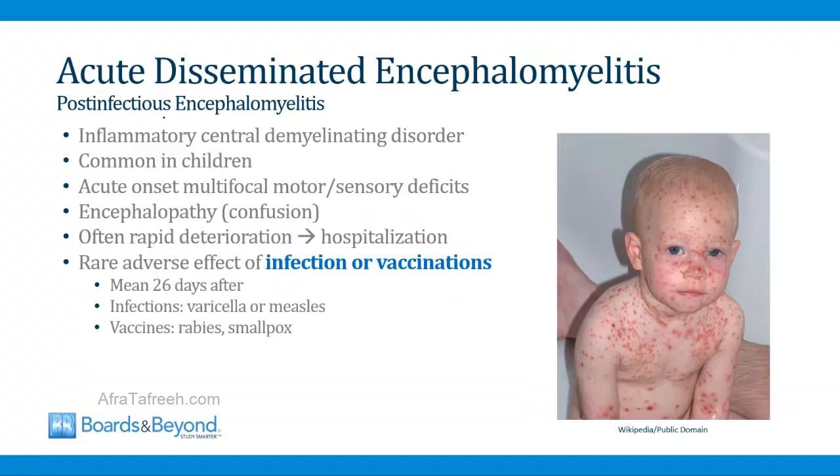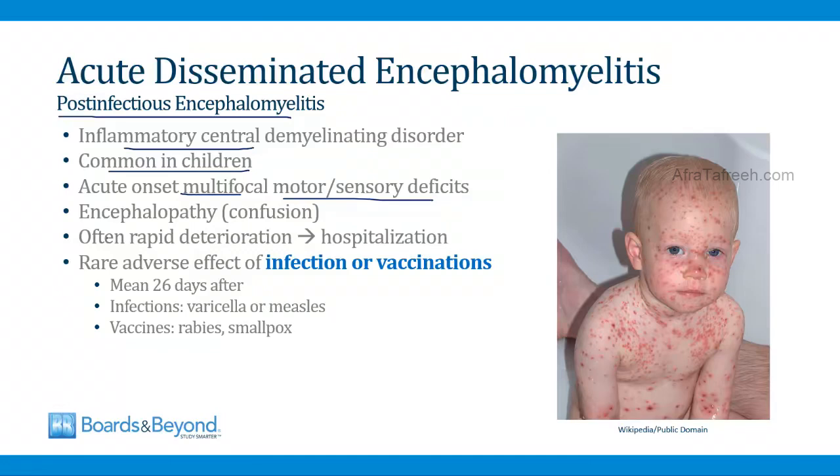Acute disseminated encephalomyelitis is also called post-infectious encephalomyelitis, and this is an inflammatory central demyelinating disorder that is common in children. Children who get this disorder have the acute onset of multifocal motor or sensory deficits. So what this means is they can have weakness that may involve an arm or a leg. The same thing is true for sensory deficits. They won't just be in one area of the body, they can be in several areas. That's why it's called multifocal.